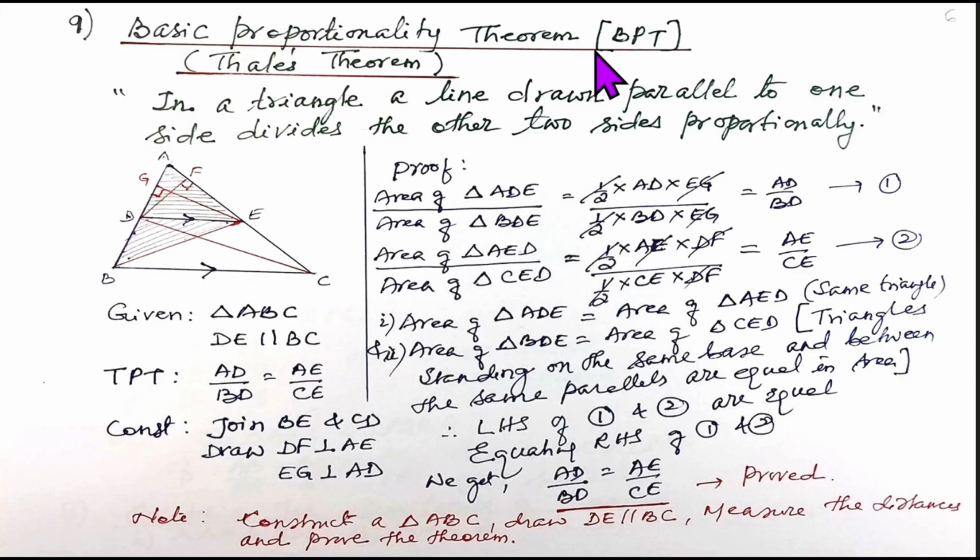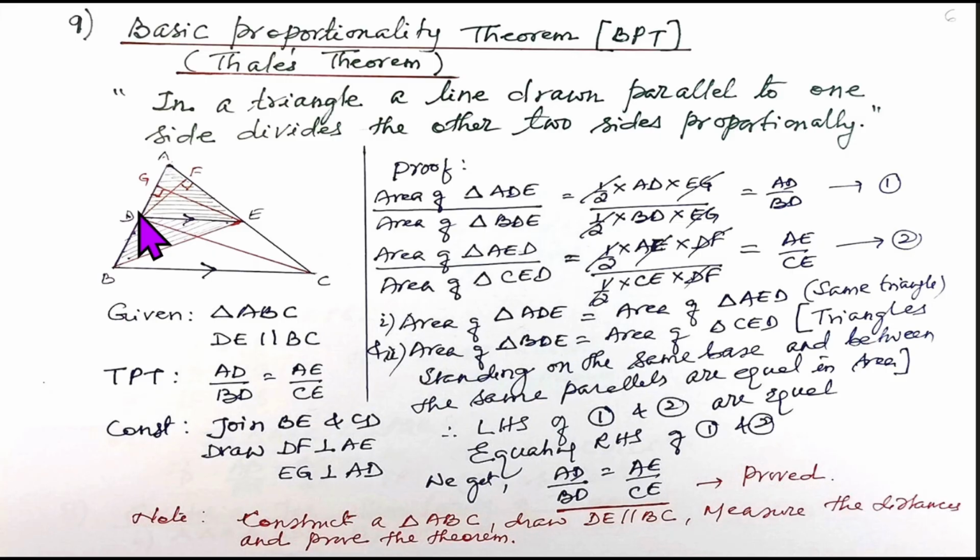Now, what is this basic proportionality theorem or BPT or Thales' theorem? It states that in a triangle, a line drawn parallel to one side divides the other two sides proportionally. Now, what does this statement mean to us? We have a triangle ABC. DE is drawn parallel to BC, that means to one side. Then it divides the other two sides, that is AB and AC, in the same ratio.